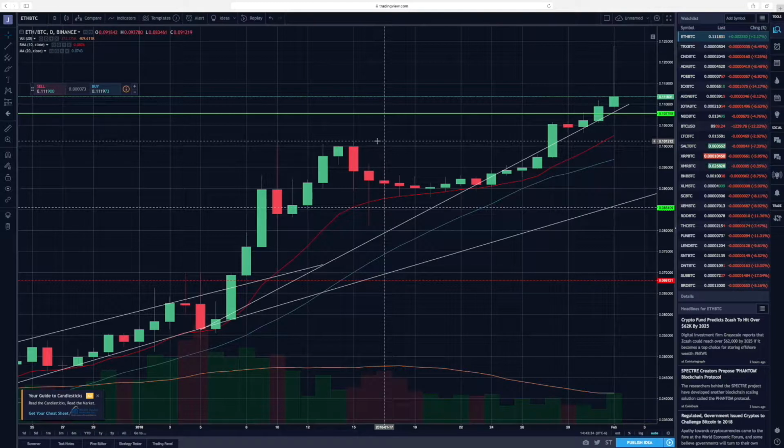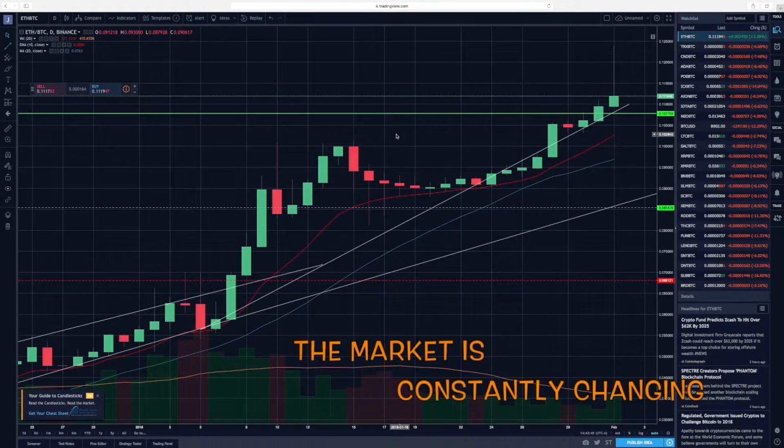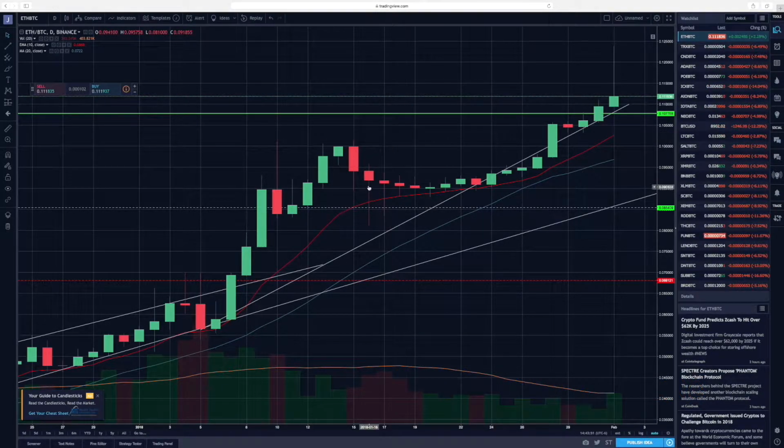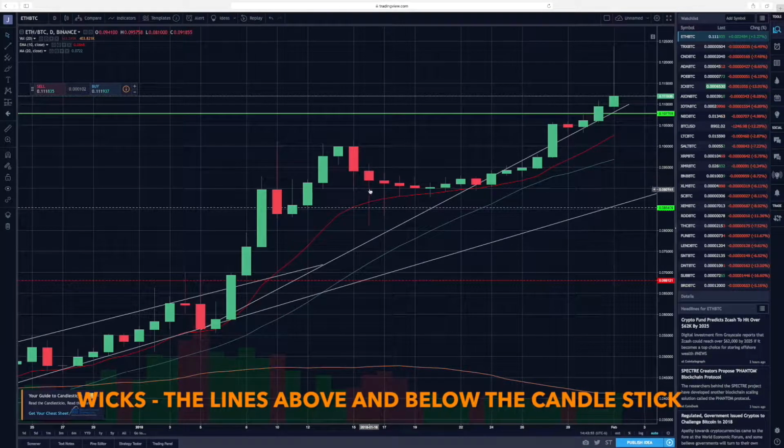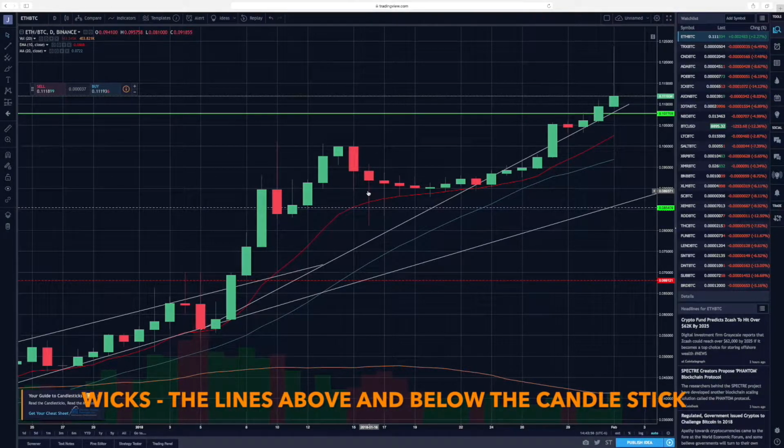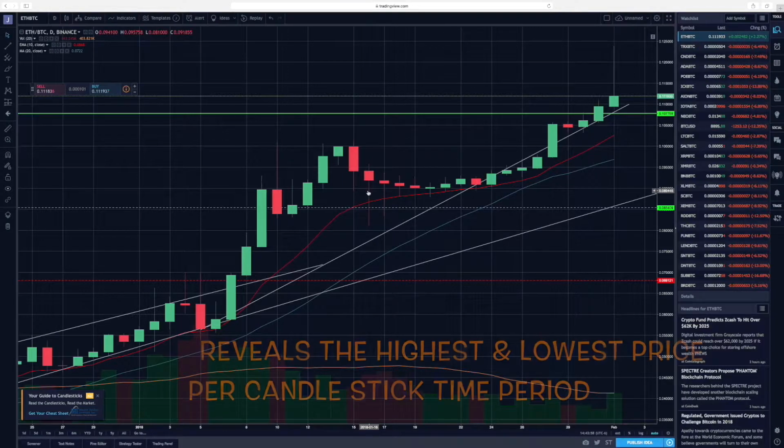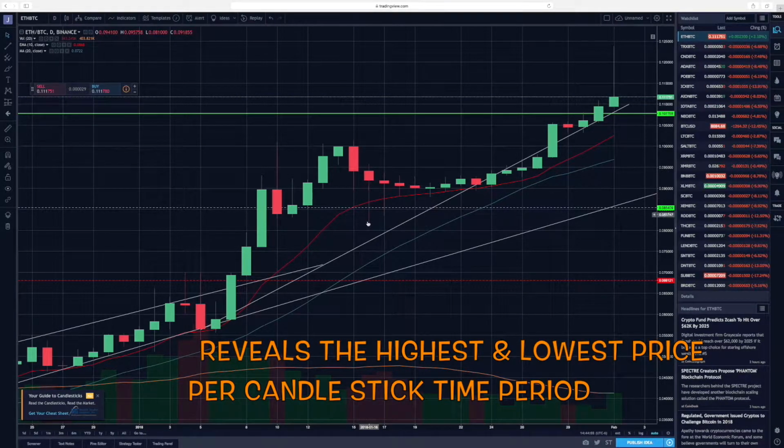Now some of you might be saying, all right, I understand that concept, but what are those lines on the tops and the bottoms of these candlesticks? It's important to know that the market never stops moving. Every second is changing. That's what the wick tells us. Yes, these lines, they're called wicks, just like on a real candle. The wick shows the highest and the lowest price during that time period.